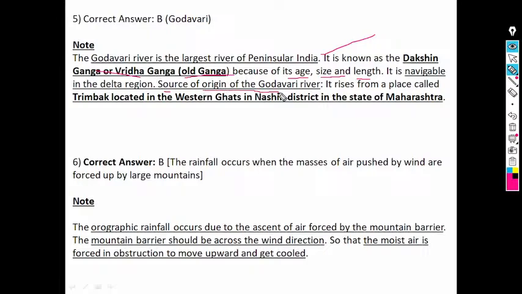So the source of origin of the river: it rises from the place called Trimbak, located in the Western Ghats in Nasik district of the state of Maharashtra.